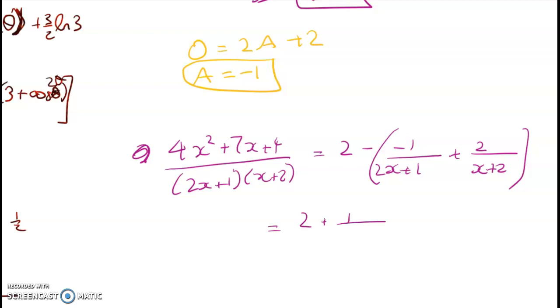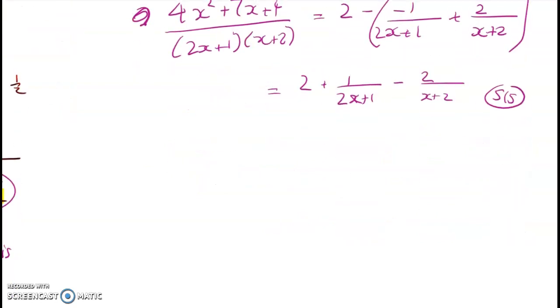So I've got 2 plus 1 over 2x plus 1 minus 2 over x plus 2. So that's your 5 marks for that. Now it's just boring, right? It's not that difficult once you've remembered what to do. The next bit is pretty fast and quite cool.